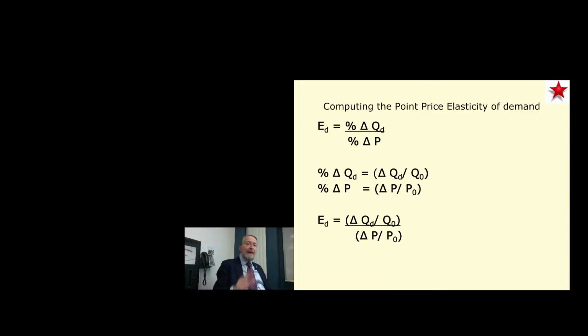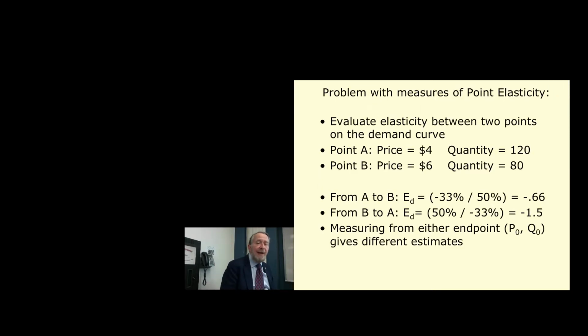Everybody got it? Good. The problem with this, and this is called point elasticity, because you're measuring the change from a particular starting point. The problem with point elasticity is that over 2 points on a demand curve, or a section of the demand curve, if I start at the higher price and calculate the elasticity moving down, I'm going to get a different number than if I start at the lower price and calculate moving up. Everybody with me? Because you're picking an endpoint, that changes the calculation of the number, right? One of them uses a higher price as the reference point. One of them uses a lower price as the reference point.